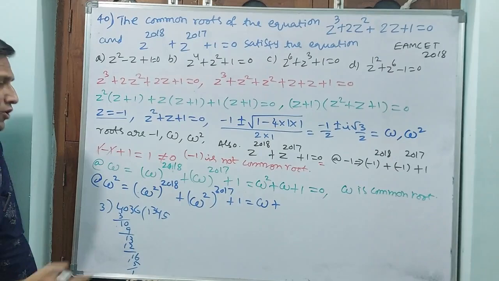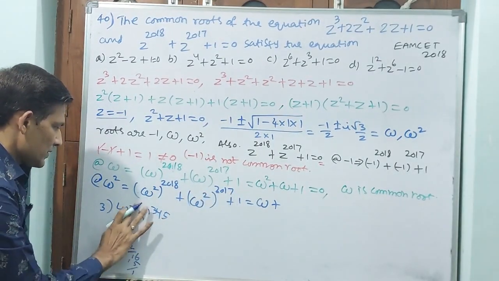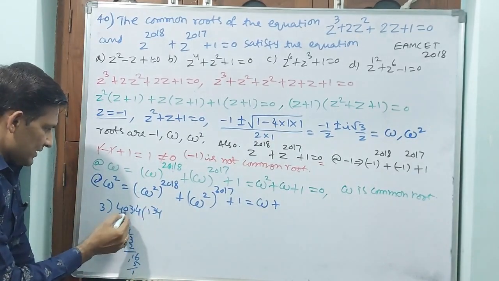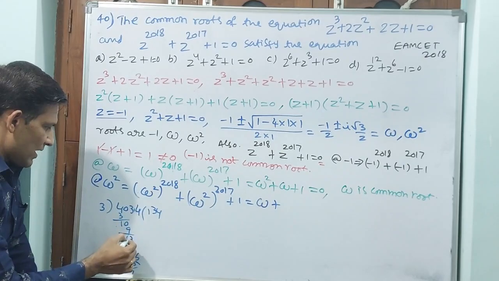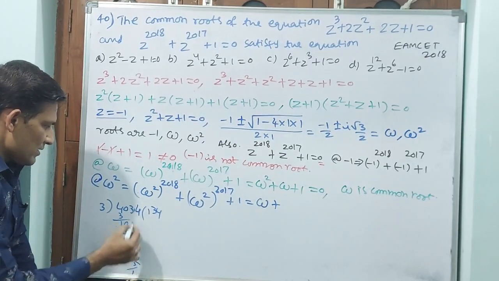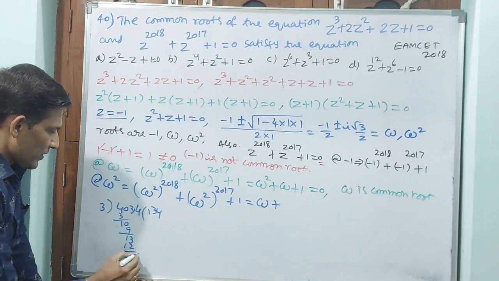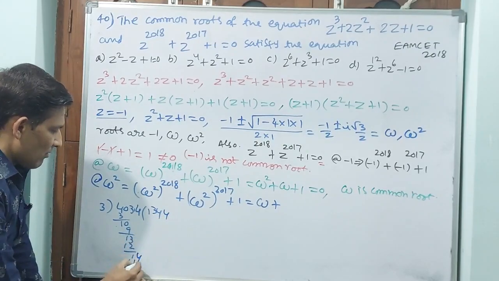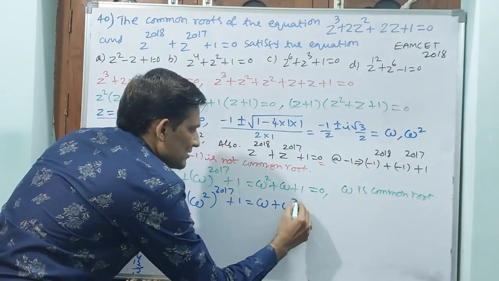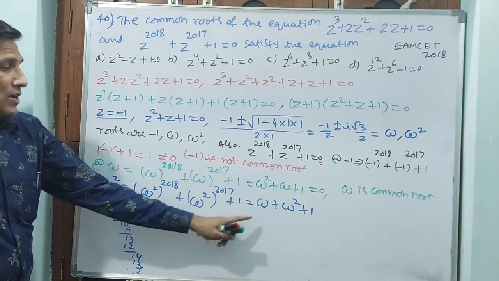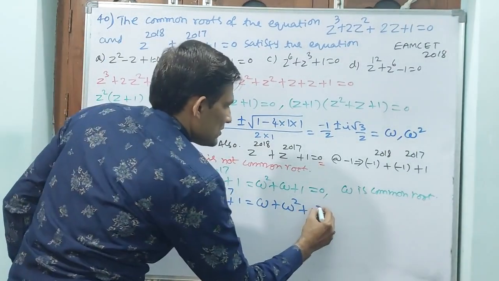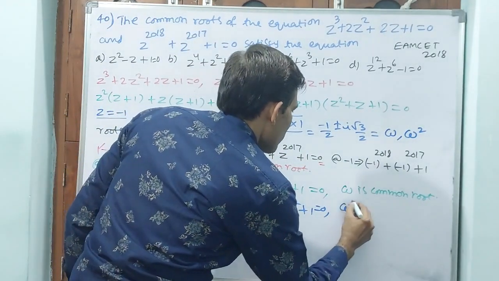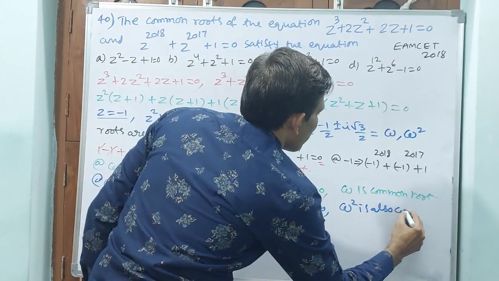Plus 4034. You see, 3 ones are 3, 10, 3 threes are 9, 13, 3 fours are 12, 14 now. Again 3 fours are 12, 2 will come, omega square. Plus 1 is there. 1 plus omega plus omega square, 0. That means RHS matched. Omega square is also common root. Write down. Omega square is also common root.